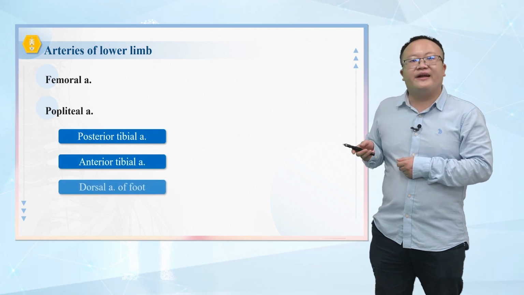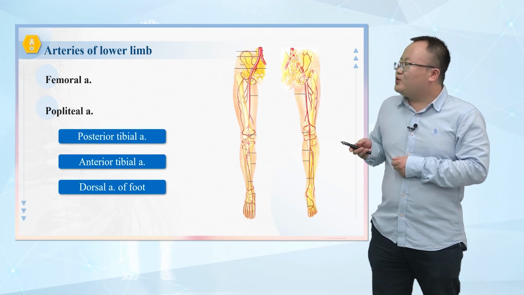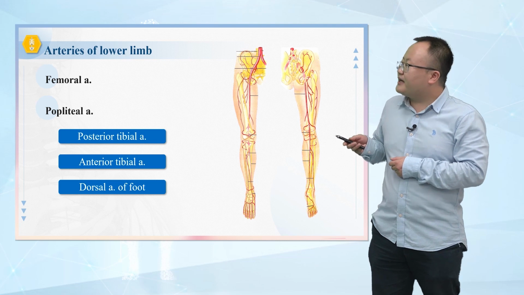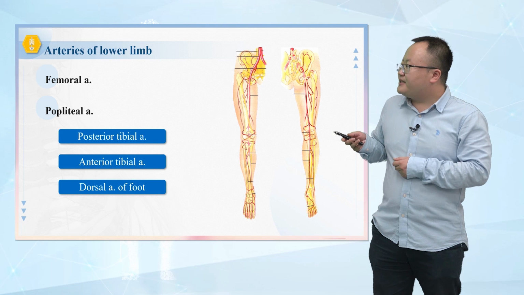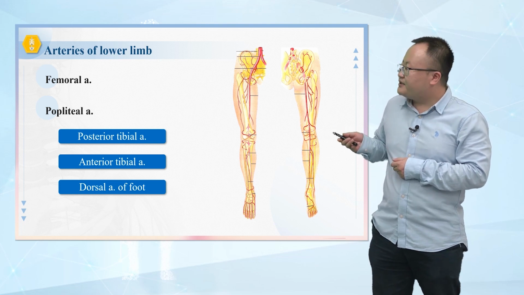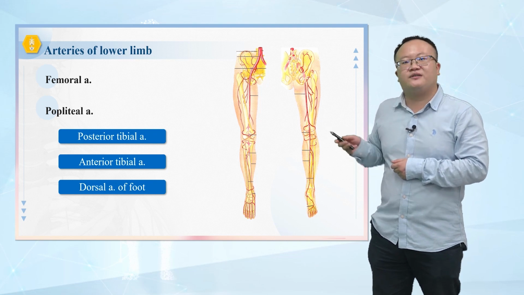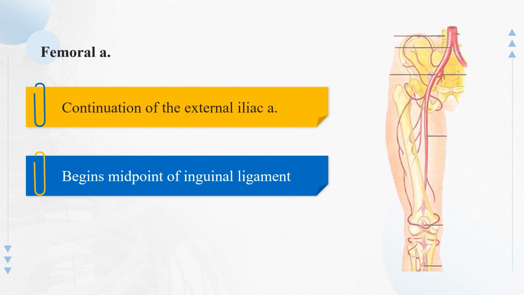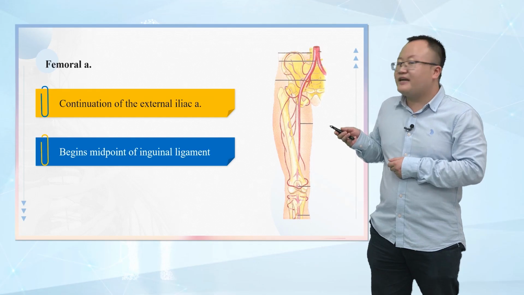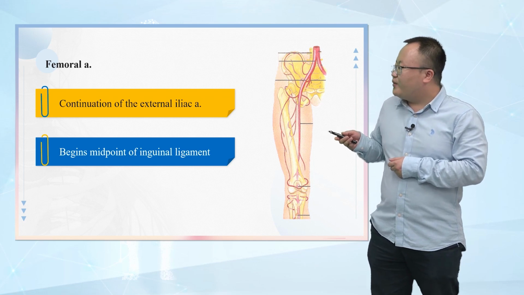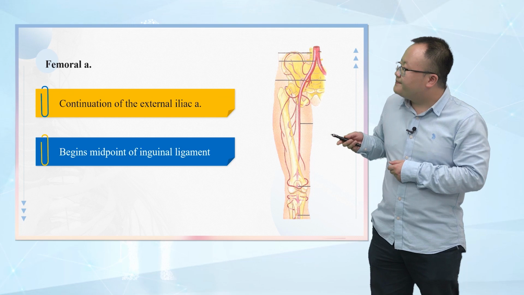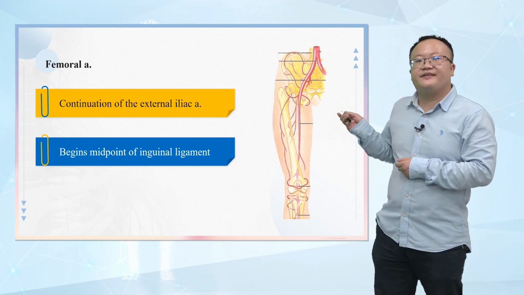In the lower limb, there are mainly two arteries, the femoral artery and the popliteal artery. The popliteal artery can be divided into three parts: the posterior tibial artery, anterior tibial artery, and the dorsal artery of the foot. The femoral artery, a continuation of the external iliac artery, begins at the midpoint of the inguinal ligament, as demonstrated in the picture.